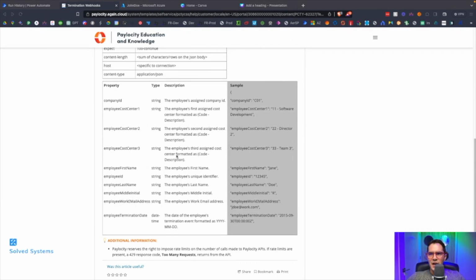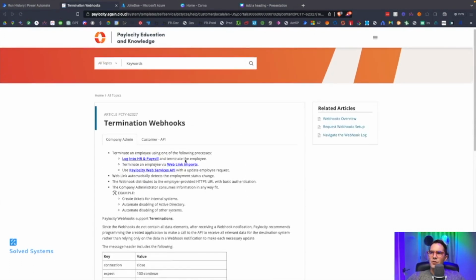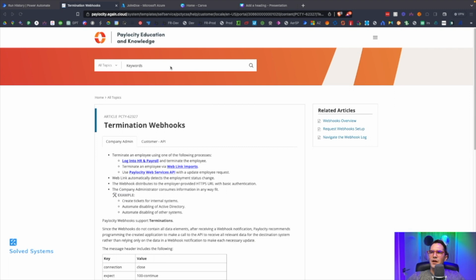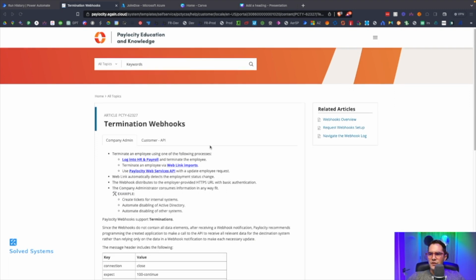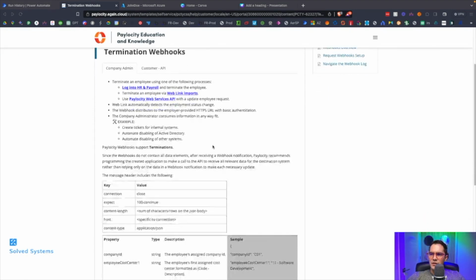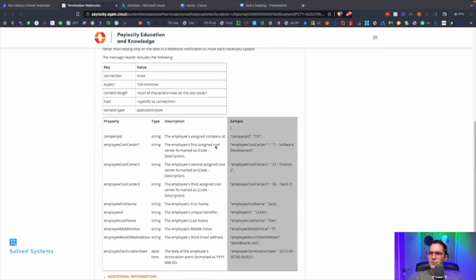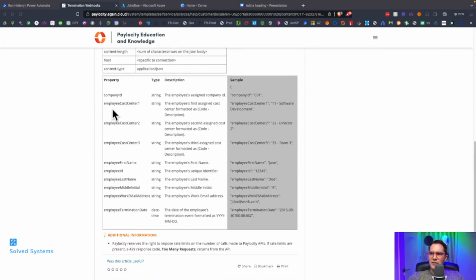Jumping over to the documentation for the webhooks, you can find that by Googling it or looking in the description below to find the URL that leads to this webhook. You have your basic fields in Paylocity, company ID, and cost centers.